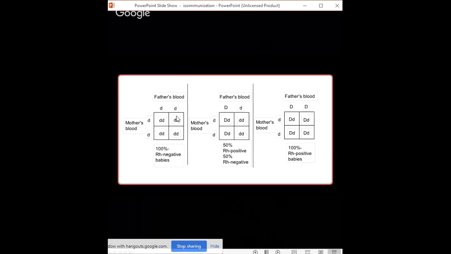So if the father is rhesus negative, you don't have to worry about isoimmunization because 100% of their children would be rhesus negative. However, if the father is heterozygous rhesus positive, you see that there's the presence of the D antigen, so there's a 50% chance that it will be a rhesus positive baby. And then if the father is homozygous for rhesus positive D, you'll have a 100% chance of rhesus positive babies.